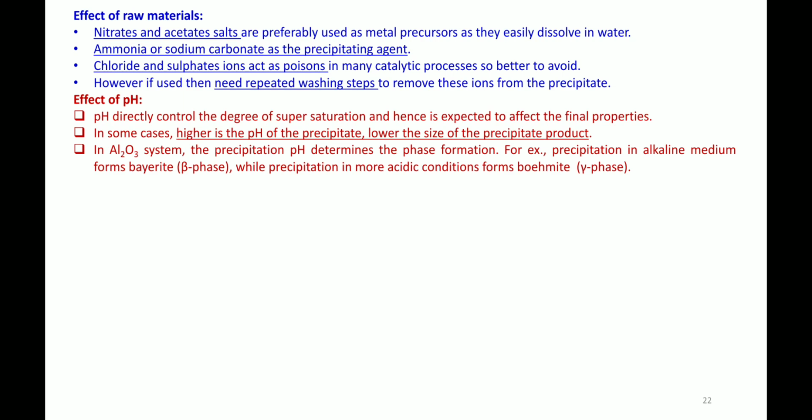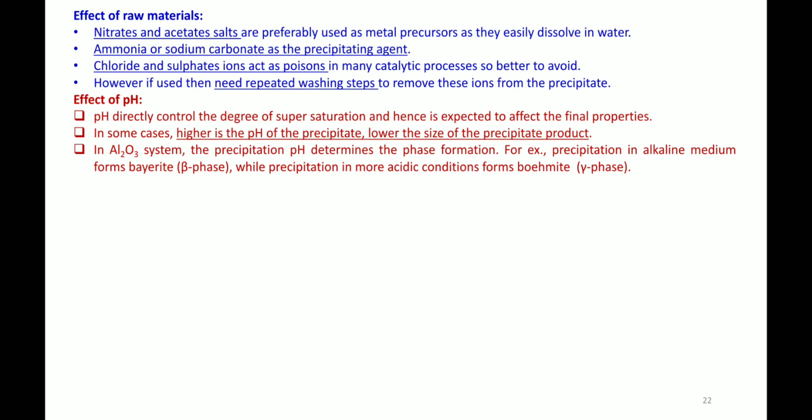The second important parameter is the pH of the solution. Okay, so let us try to understand the effect of pH on co-precipitation and its final product. pH directly controls the degree of supersaturation and hence is expected to affect the final properties. Because, as we have seen, this nucleation and growth process is controlled by the concentration of the solute. So definitely the pH plays an important role while forming a material.